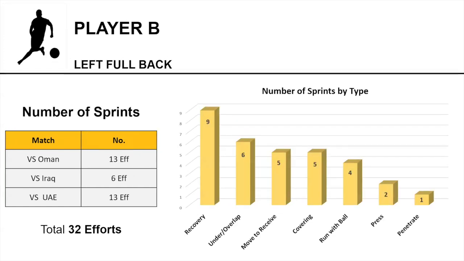Then let's take a look at player B's data. Like player A, he has also done the most sprints in recovery, but in terms of second most sprints, he has performed 6 times of under and overlapping. And he hasn't performed sprint in support play, unlike player A.